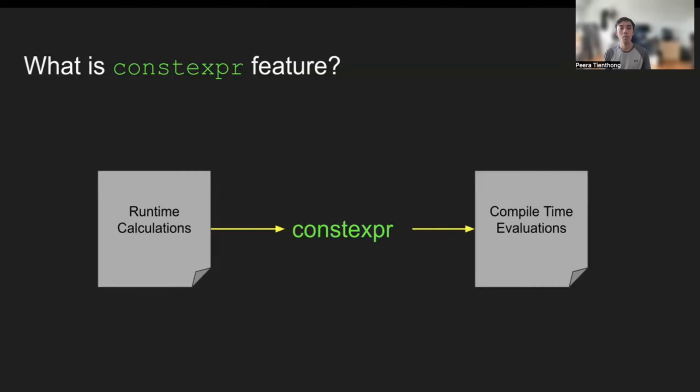But what if we want to do the calculation at compile time? Why do we do that? Because if we shift the task from runtime to compile time, that means our runtime execution will be much faster and will benefit a lot from compile time execution.